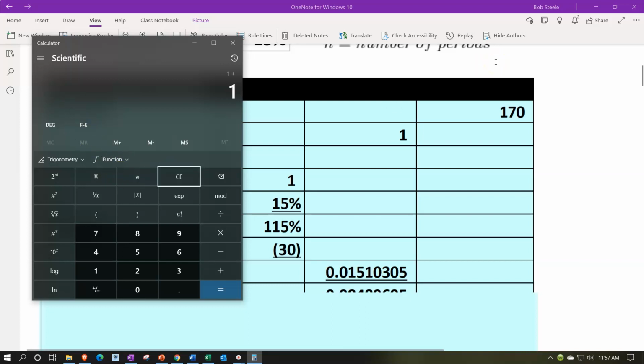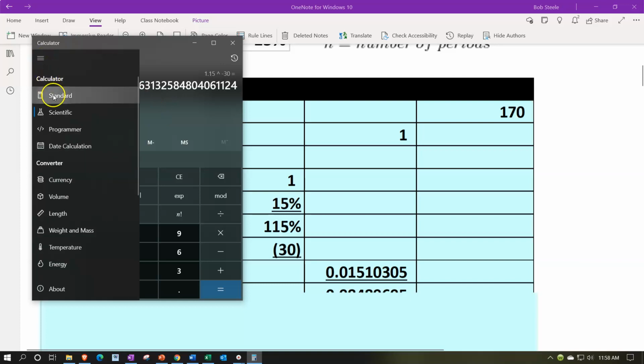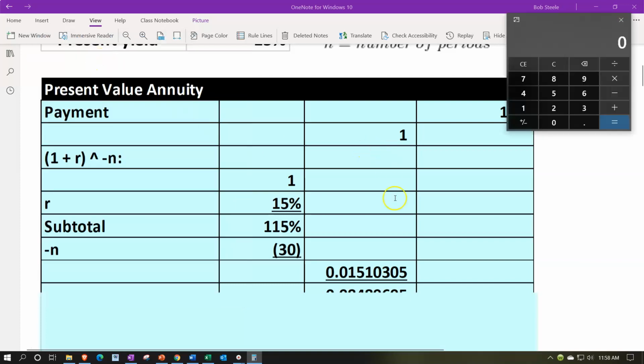We want the 1 plus the 0.15 or 15% gives us 1.15 or 115% to the power of, which is the x to the y, caret, in other words, up top, 30 periods. We need to make that negative, so I type the 30 first, then I hit this little negative item down here to the power of negative 30. It's going to give us then that 0.0151 and so on and so forth.